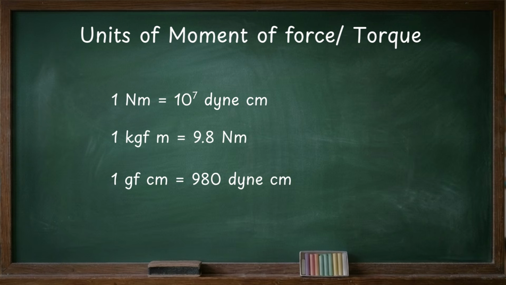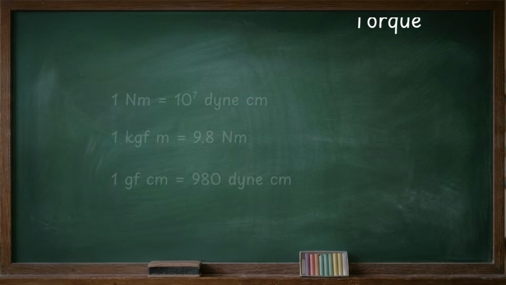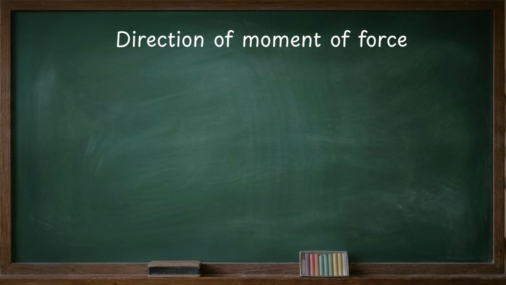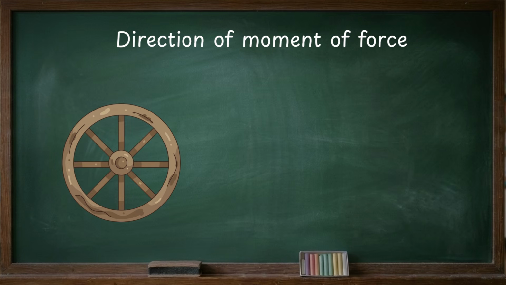Now that we know how to calculate torque and convert its units, let's talk about its direction. The moment of force is a vector quantity, which means it has both a value and a specific direction in space. If you look at the axis of rotation, an anti-clockwise moment is directed along the axis outwards, while a clockwise moment is directed along the axis inwards.